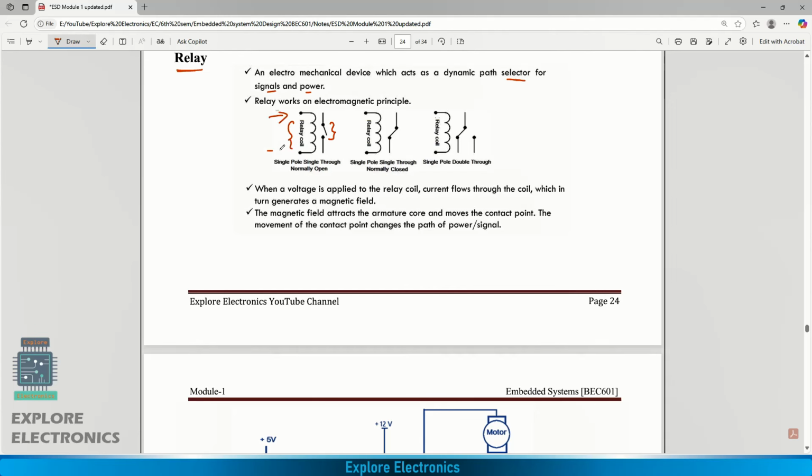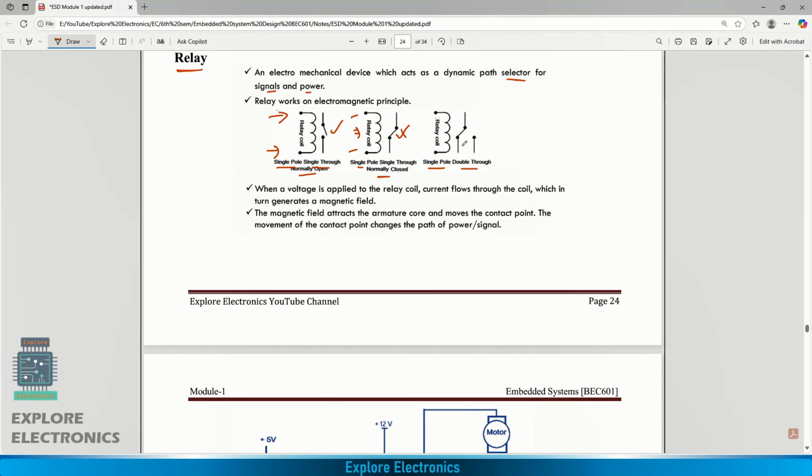When we are energizing this coil, it will be called a single pole single throw normally open relay. Whenever this coil is energized, this switch will be closed. Otherwise, when there is no voltage to the coil, this switch will be generally open. That is a simple thing. Okay. Similarly, single pole single throw normally closed. Normally the switch is closed. Whenever we energize this coil through some value, this becomes open. And we will be having single pole double throw as well.